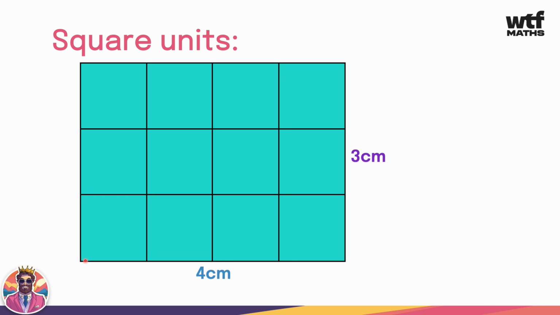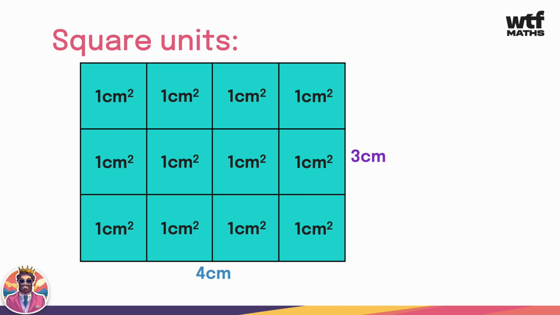So in this grid, every one of these is 1 centimeter across and 1 centimeter up. So we can see that there's 4 centimeters going this way and there's 3 centimeters going upwards this way. That means that the area of every individual little square would be 1 centimeter times 1 centimeter. So every single one of these little squares is 1 centimeter squared. So if we counted how many squares we have in total, we would have 12 centimeters squared. So that is the area of this shape. So whenever we're talking about area, we're just saying how many little squares can I fit inside this shape.